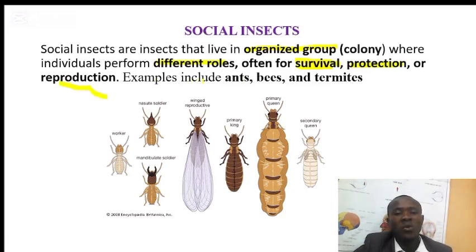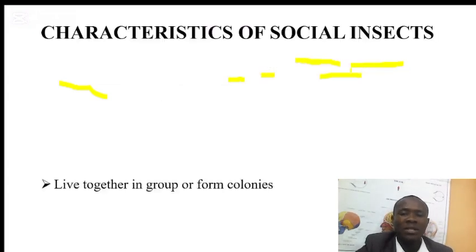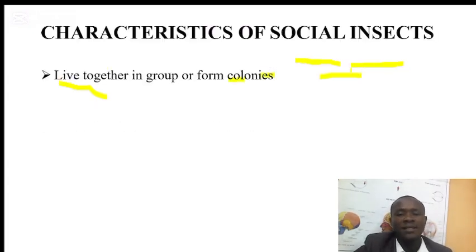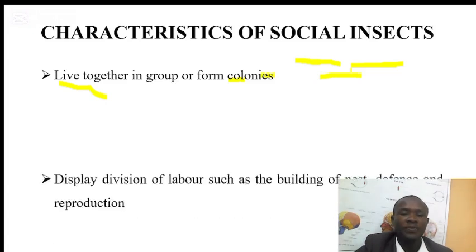So examples of social insects: we have the ant, we have bees, and we have termites. We have many more social insects which are not part of this slide. You can name as many as you have been asked. So let's talk about the characteristics of social insects. They live in a group, which I've just explained, and this group they live in is what we call a colony.